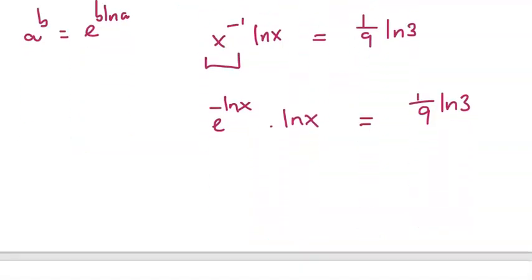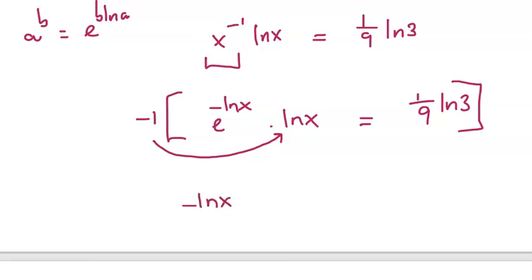Now, our idea here is to make sure that this power of e is equal with this expression here. So how exactly can we achieve that? We can achieve that by multiplying both sides by -1, right? So multiply both sides by -1. So we get here this -1 multiplied by the natural log of x. That will give us the negative natural log of x, then times e raised to the power of negative natural log of x. So this is equal to -1 over 9 times natural log of 3. Now we can see that the power of e is equal with this expression here.